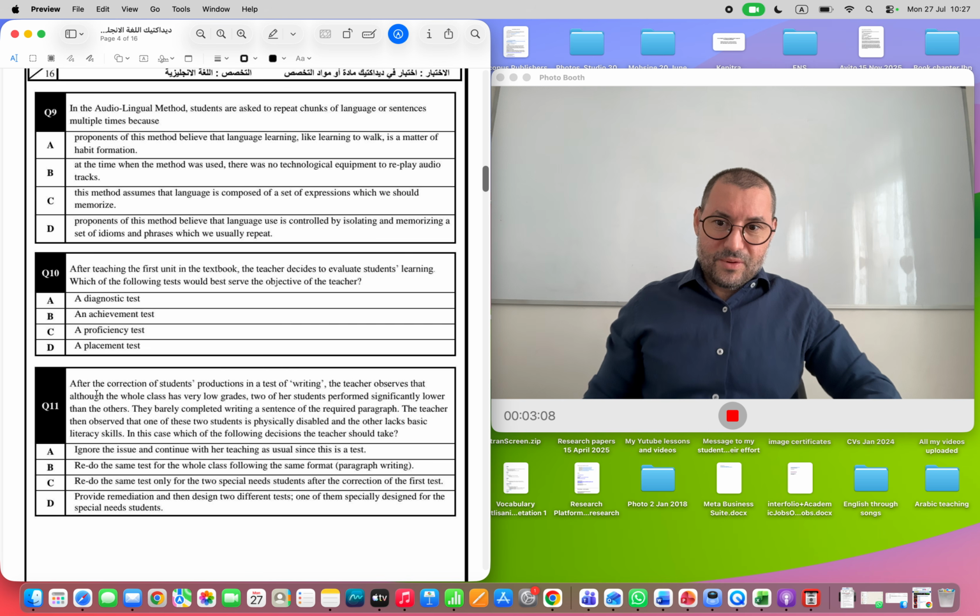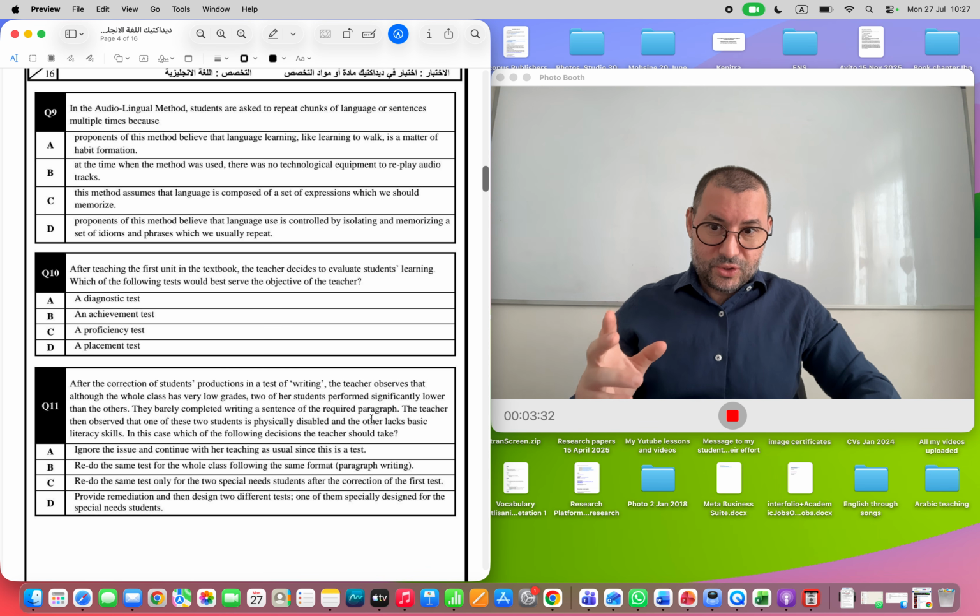After the correction of the student production in a test of writing, the teacher observes that although the whole class has very low grades, two of her students performed significantly lower than others. They barely completed writing a sentence of the required paragraph. The teacher then observed that one of these two students is physically disabled and the other lacks basic literacy skills. In this case, which of the following decisions should the teacher take? So A, B, C, or D.